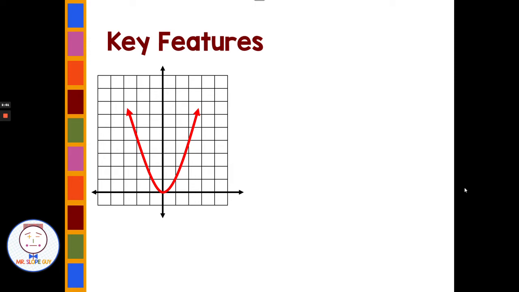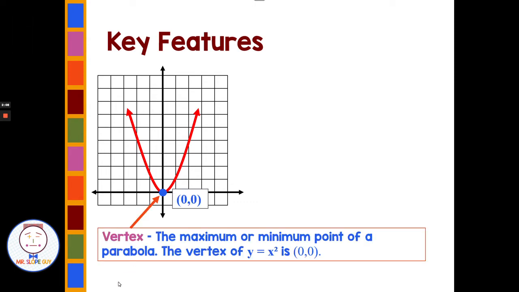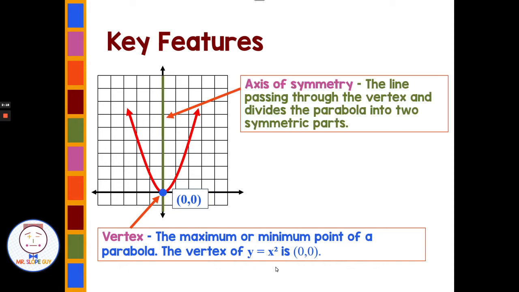And we have some key features to talk about with graphing quadratics. We have this point, and this point is the vertex. The vertex is at the maximum or minimum point of the parabola. In this case, our vertex is 0, 0. We also have an axis of symmetry. The axis of symmetry is the line that passes through the vertex and divides the parabola into two symmetric parts. It divides it exactly in half, and it goes through that vertex. Remember, the vertex is the maximum or minimum point of the graph.